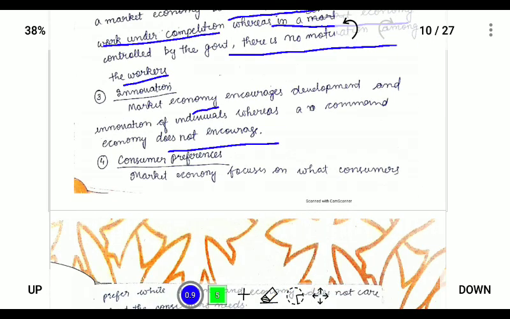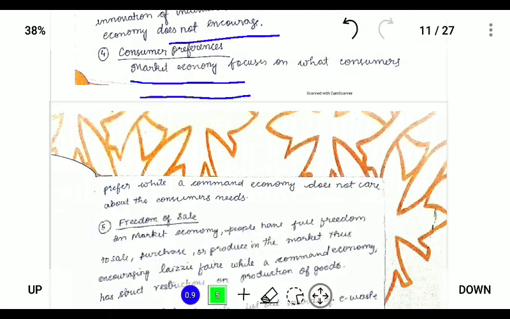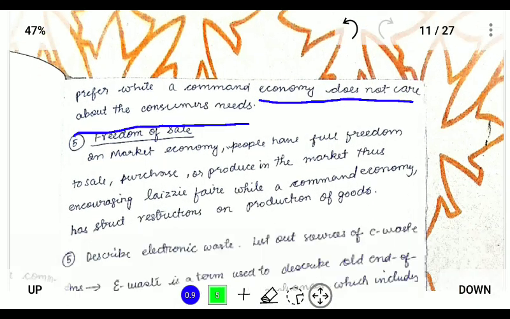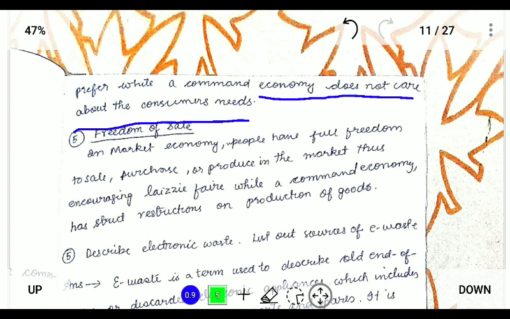Next, consumer preferences. The market economy depends upon the consumer status. Whatever the consumers demand, the industry should produce. However, in a command economy, the government does not care about the consumers' needs, but rather about what they should produce. The government will decide. Freedom of sale. In a market economy, people have full freedom to sell, purchase, and produce in a market.